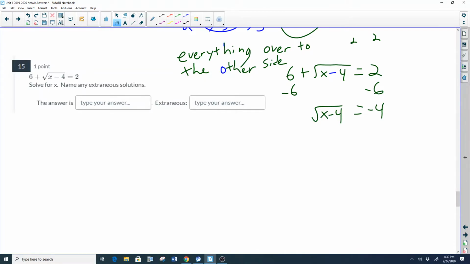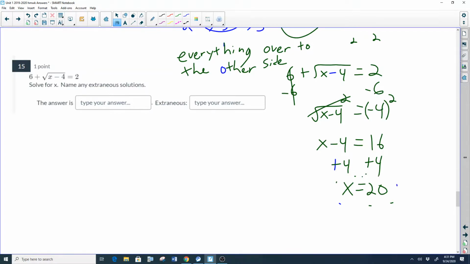That's not looking promising, but we'll still go through it to find the extraneous solution. We'll square both sides. So then we get x minus 4 is equal to negative 4 times negative 4, a negative times a negative is a positive 16. And then we'll add 4 to both sides. We get x equals 20. So I'm worried about that one.